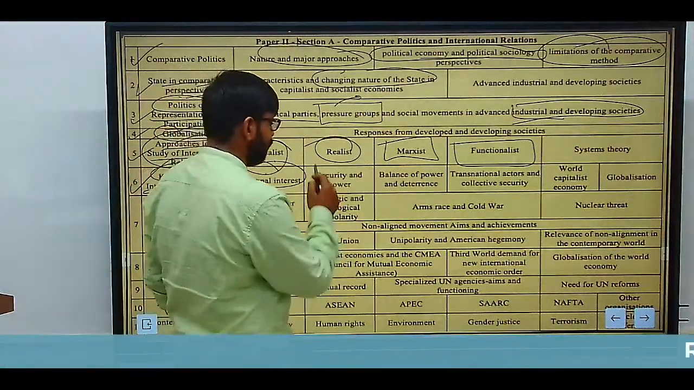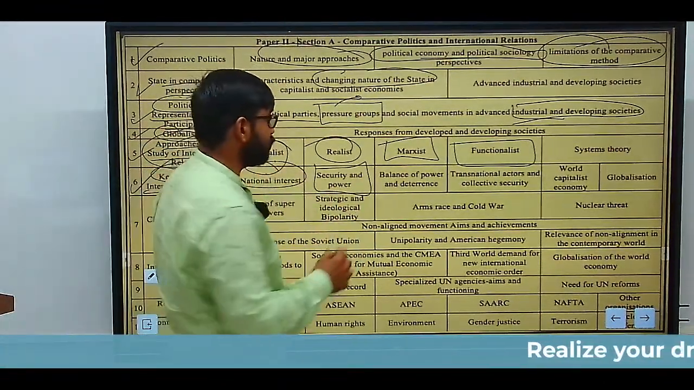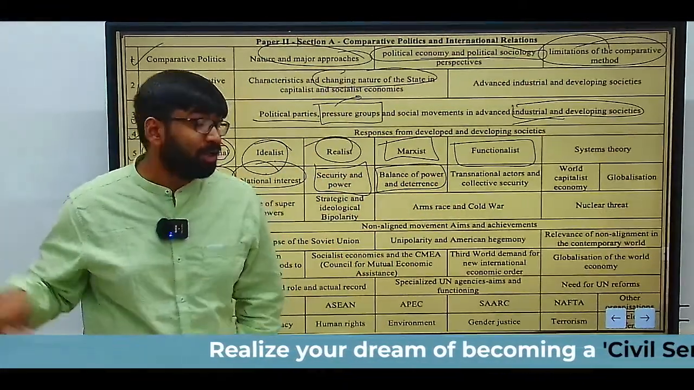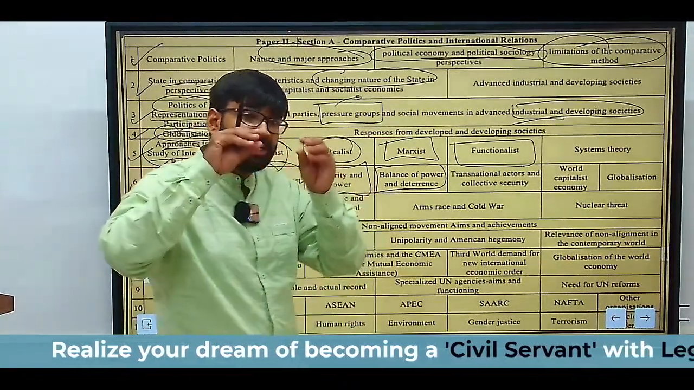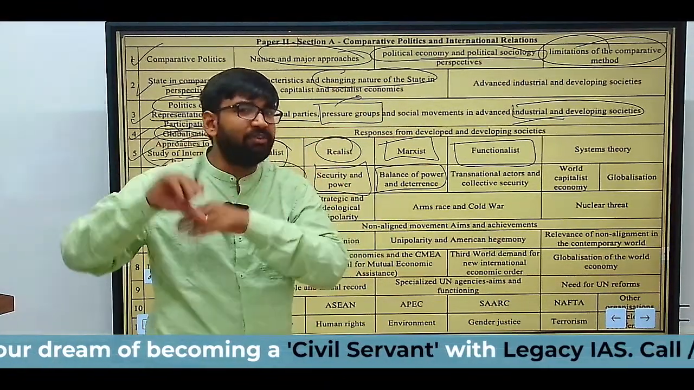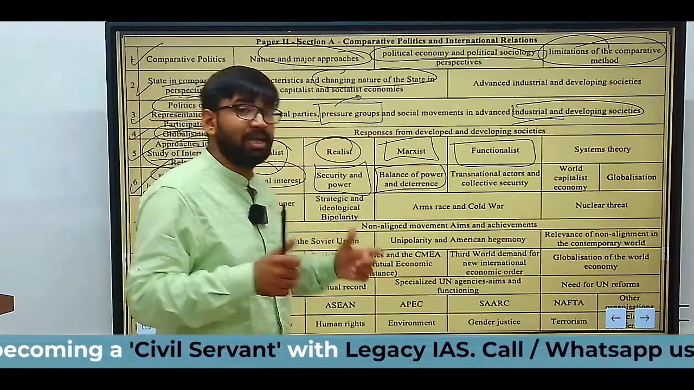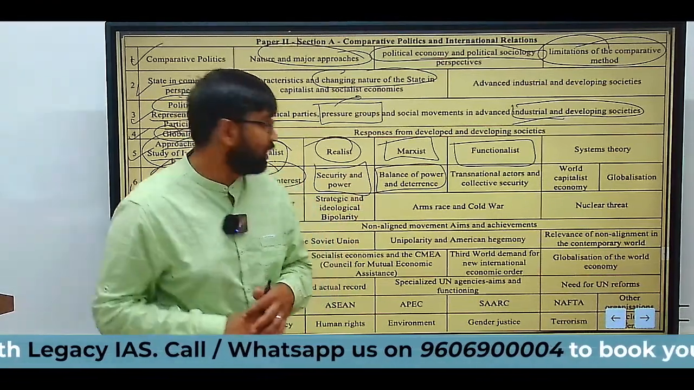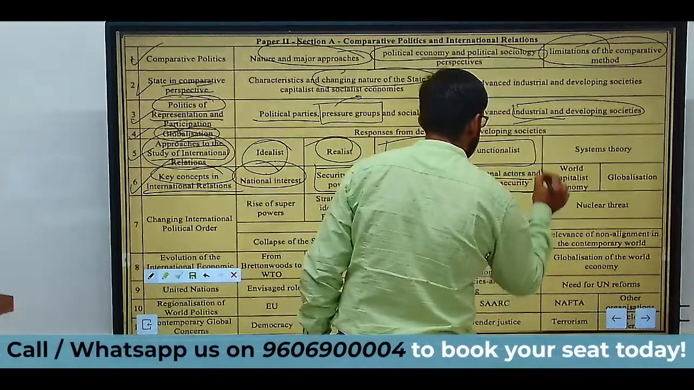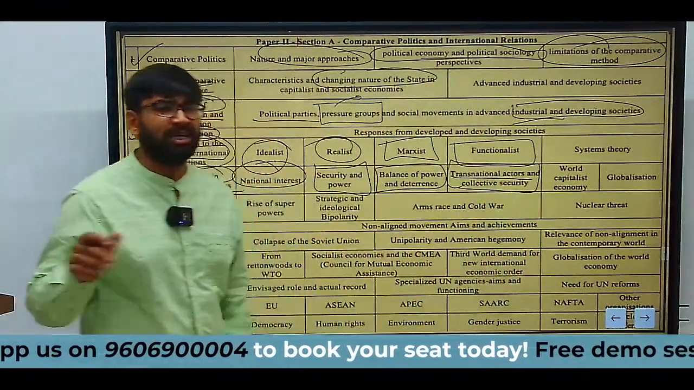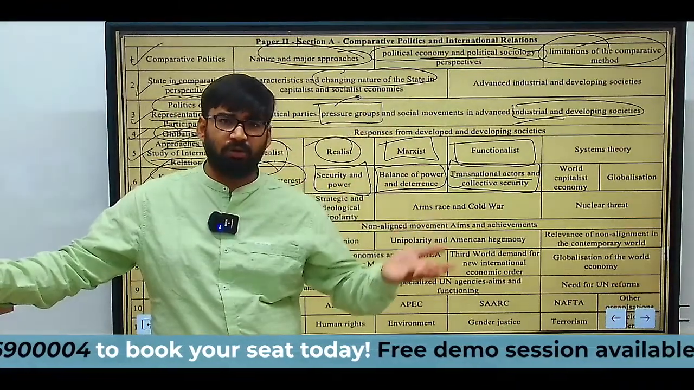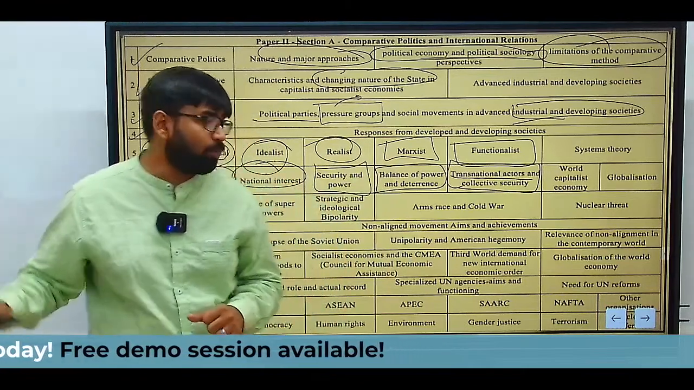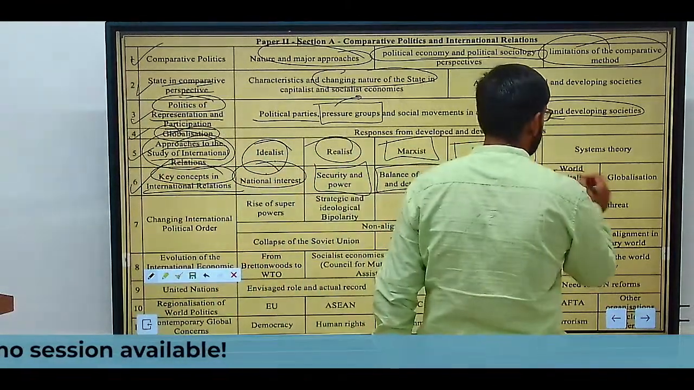Then security and power, then balance of power and deterrence. These words are there in the newspaper also. Here I will be telling you in a simpler form so that you can understand everything. For example, the United Nations is a best example of balance of power. Clear? Then transnational actors and collective security. In this, state and non-state actors are also there. For example, terrorists are considered non-state actors. Getting my point?